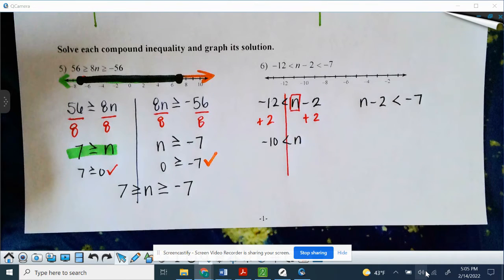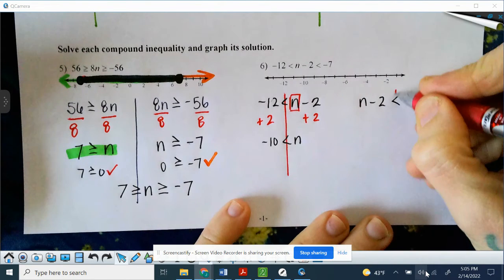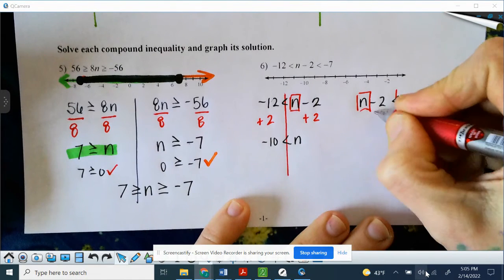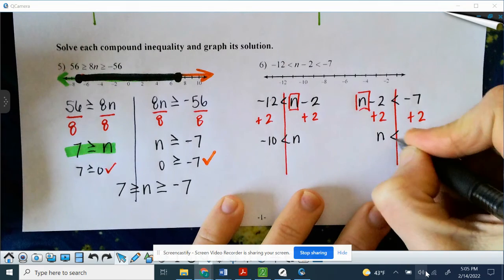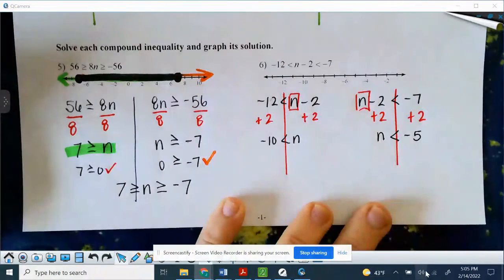Then we're going to come over here to our second one. Get n by itself. We're going to add 2 to both sides again. And so n is less than negative 5. We're going to graph each one.